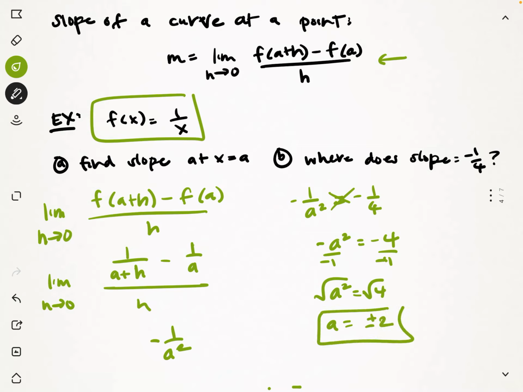So what we would see is if we took this function and we wanted to find where the slope is equal to negative 1/4, we just plug it in. We say that this is our slope function. That represents our slope at any point. When is it equal to that? It's equal to that when a is equal to positive or negative 2.